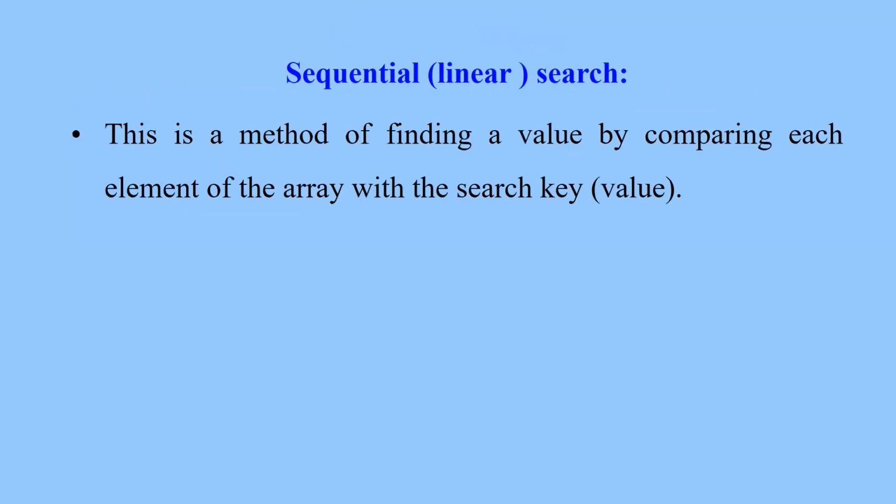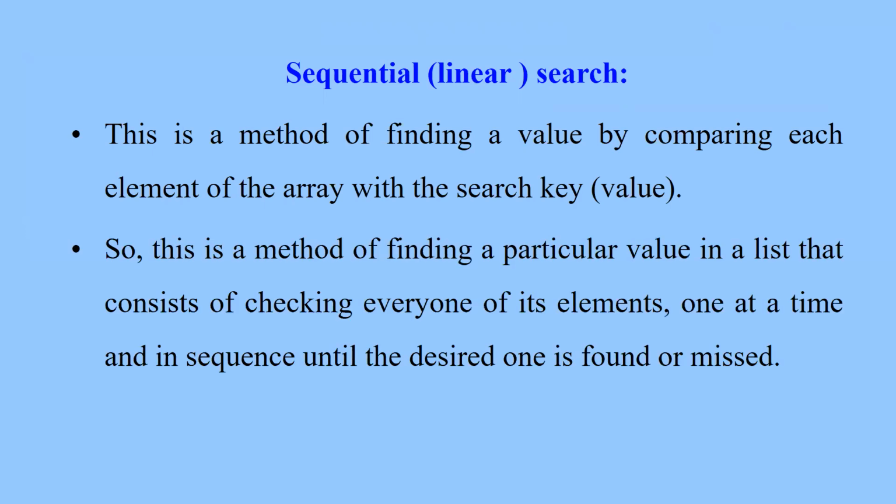Let's look at sequential or linear search. This is a method of finding a value by comparing each element of the array with a search key or a value. So this is a method of finding a particular value in a list that consists of checking every one of its elements, one at a time and in sequence, until the desired one is found or missed.